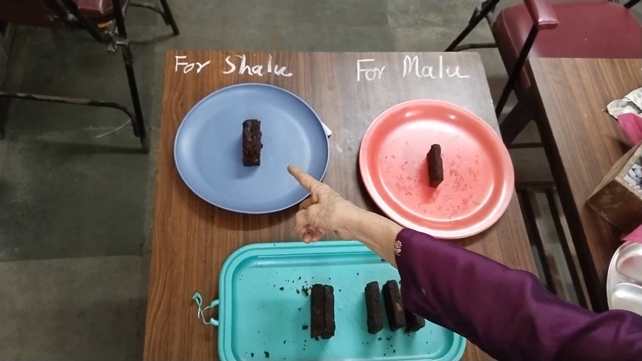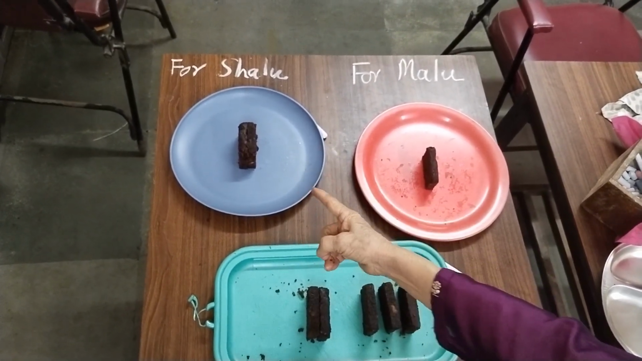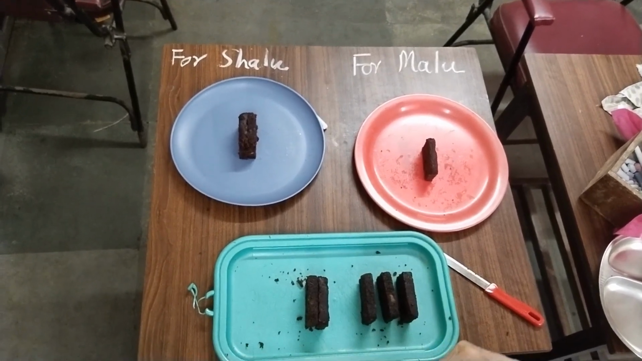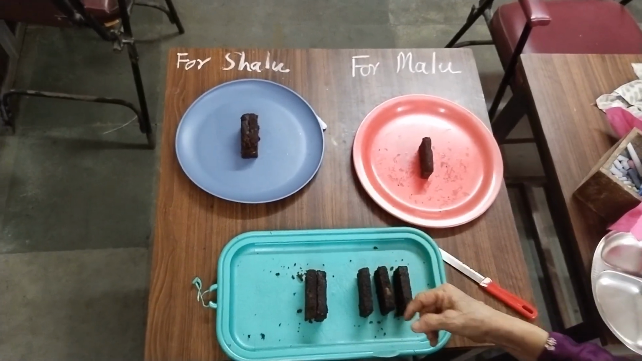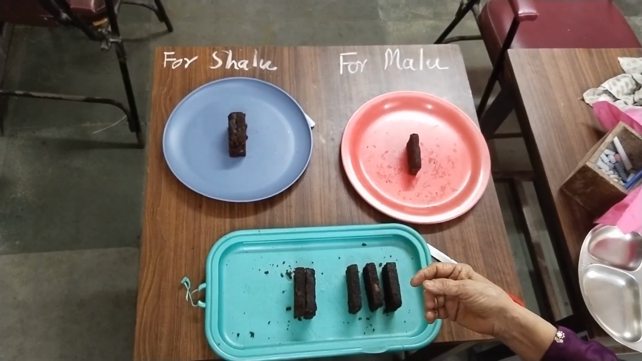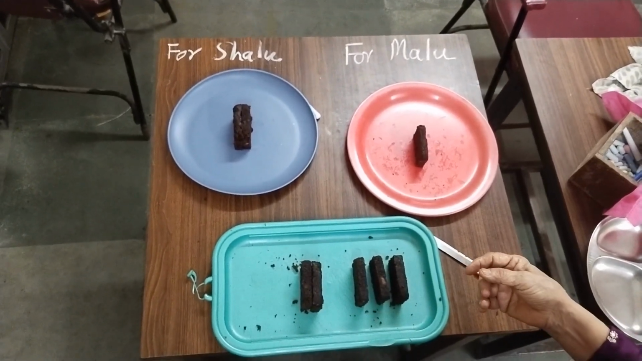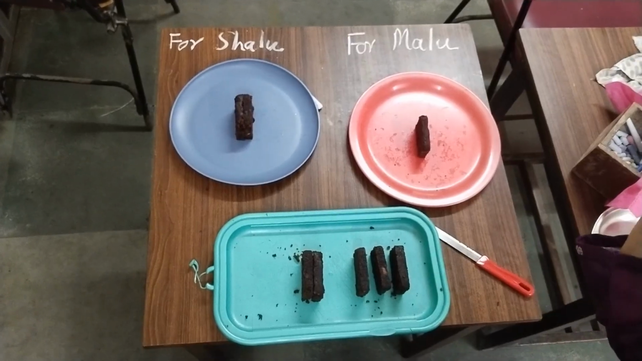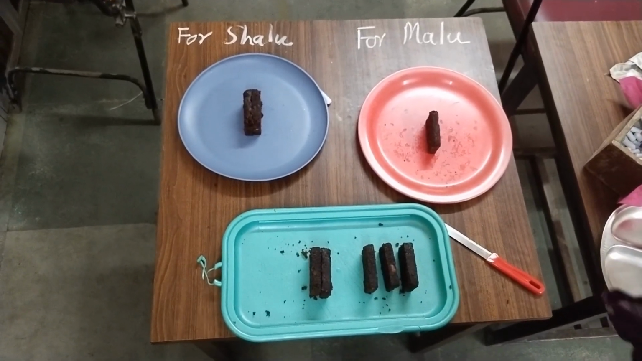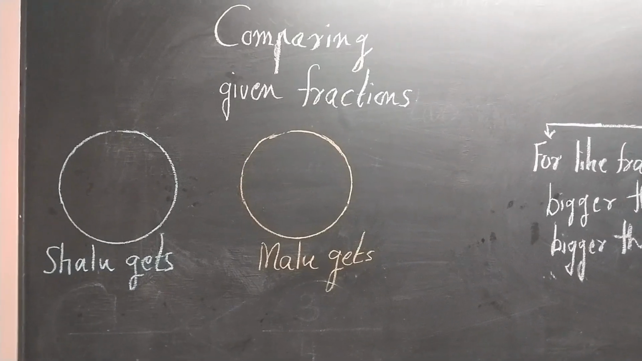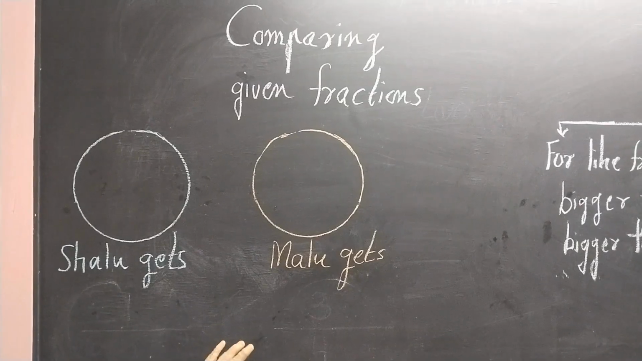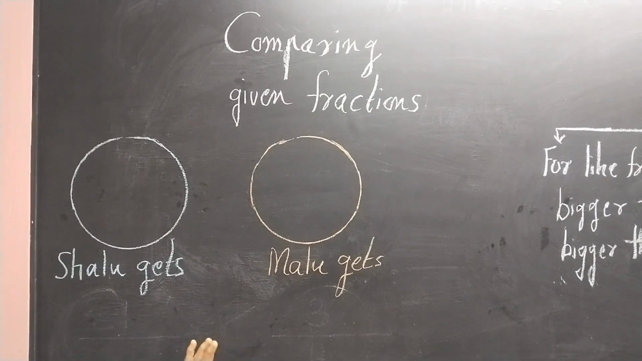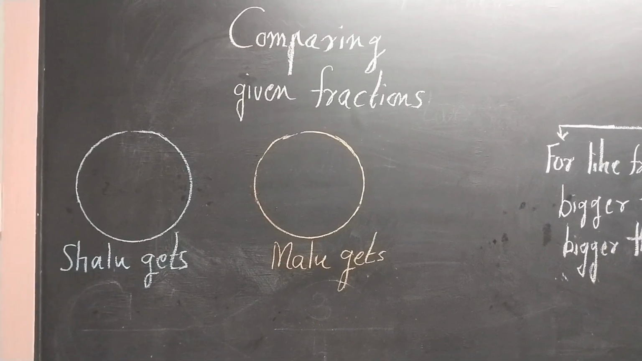Now see the quantity which Malu and Shalu are getting. Can you tell me who is getting the bigger quantity? Naturally Shalu, ma'am. Good. So this we have to represent on the blackboard now. For Shalu and Malu, I have made 2 different cakes but of equal quantity, right?